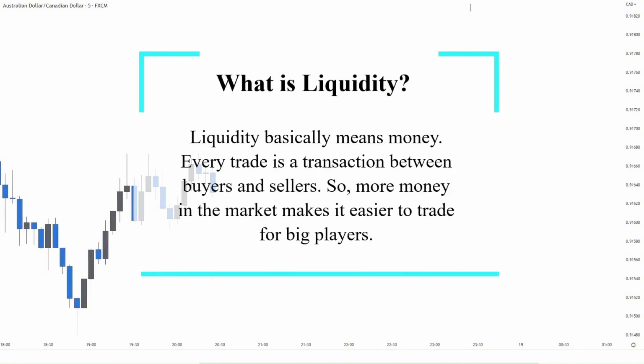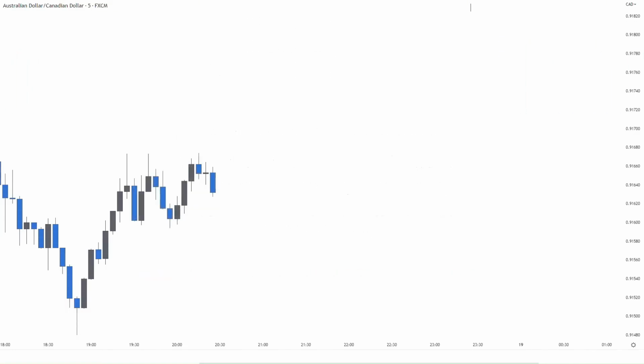So what is liquidity? Liquidity basically means money. Every trade is a transaction between the buyers and sellers. So more money in the market makes it easier to trade for big players. Suppose a huge company needs to exchange hundreds of millions of dollars into euros, and if they do this when liquidity is low, the price will skyrocket. They don't want to increase the price because they simply want to buy cheap. So, they need liquidity, or in other words, they need sellers in the market.